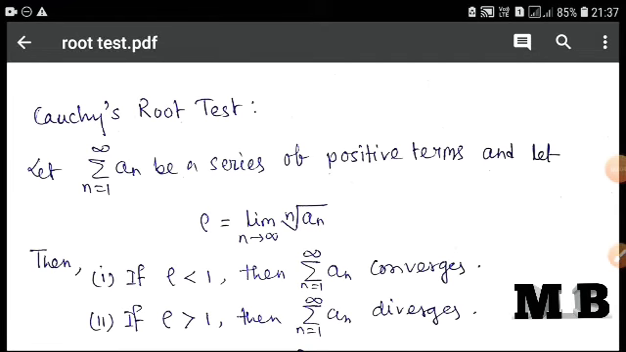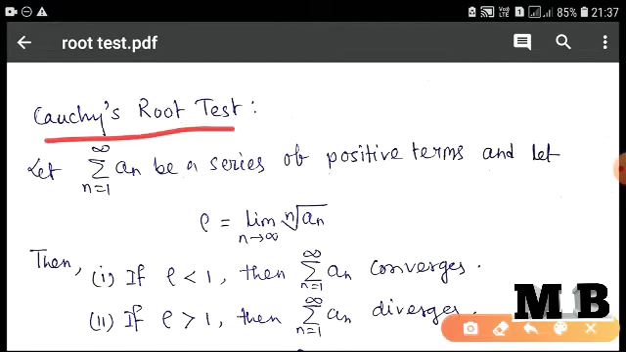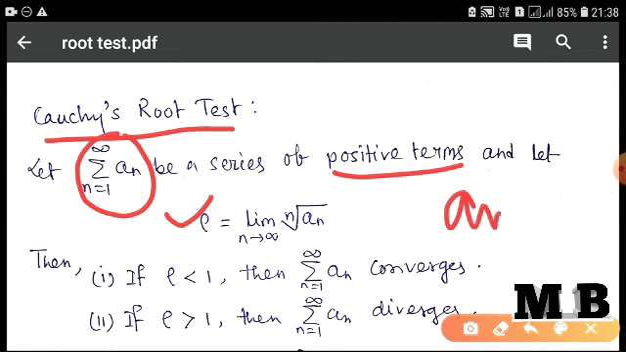Here we are going to start Cauchy's root test, and this is one of the very important tests regarding this chapter of series. So first of all, what is the statement regarding Cauchy root test? It says that suppose we have a series an, a series of positive terms, and let rho be the limit of an to the power 1 by n, that is the nth root of an, as n tends to infinity.